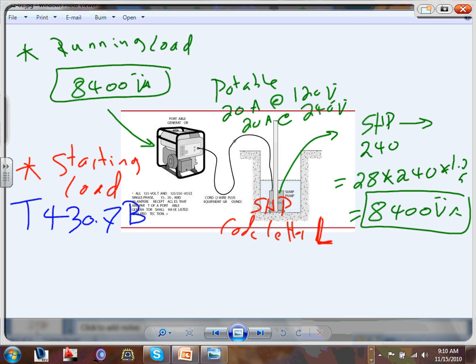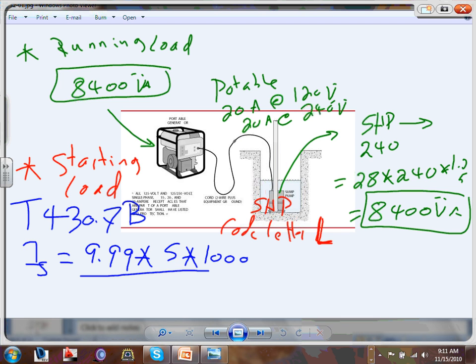Okay, 430.7b, my friends, gives you I start. I start equals 9.99 times, what's the horsepower of this motor? 5 horsepower. Multiply by 1,000, because it's always 1,000 in the formula, divided by what's the voltage of the system? 240.